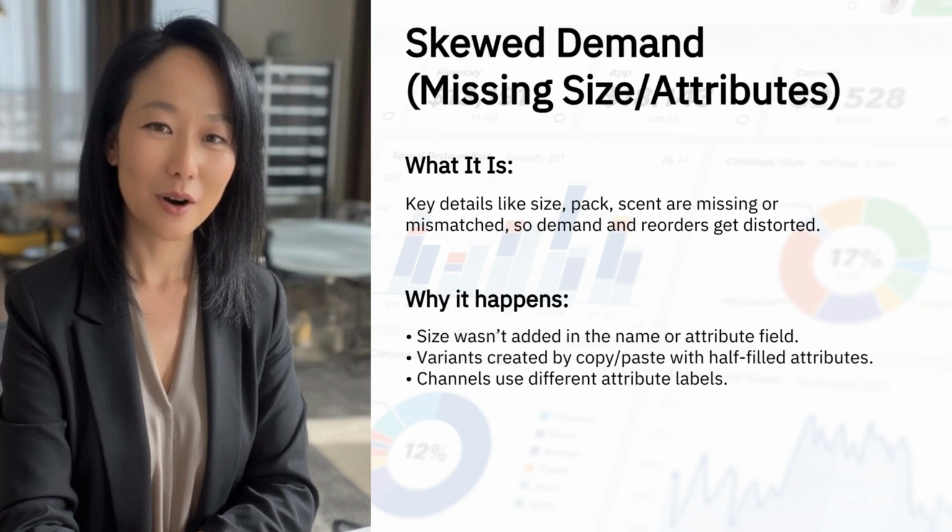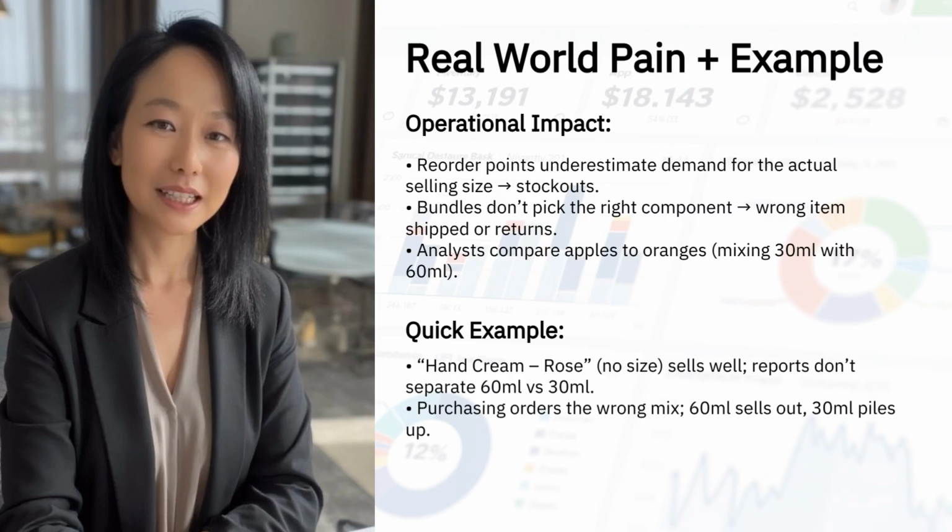When size, pack, or scent fields are blank or inconsistent, demand and forecasts get warped. Copy and paste workflows, channel label differences, and missing validation let bad records slip through, so you end up comparing apples to oranges. Missing attributes cause the wrong mix to be purchased and packed. If hand cream rose lacks size, reports blur 30 milliliters and 60 milliliters. Purchasing orders the wrong ratio, the 60 milliliter sells out, and the 30 milliliter gathers dust, plus bundles grab the wrong component, driving returns.